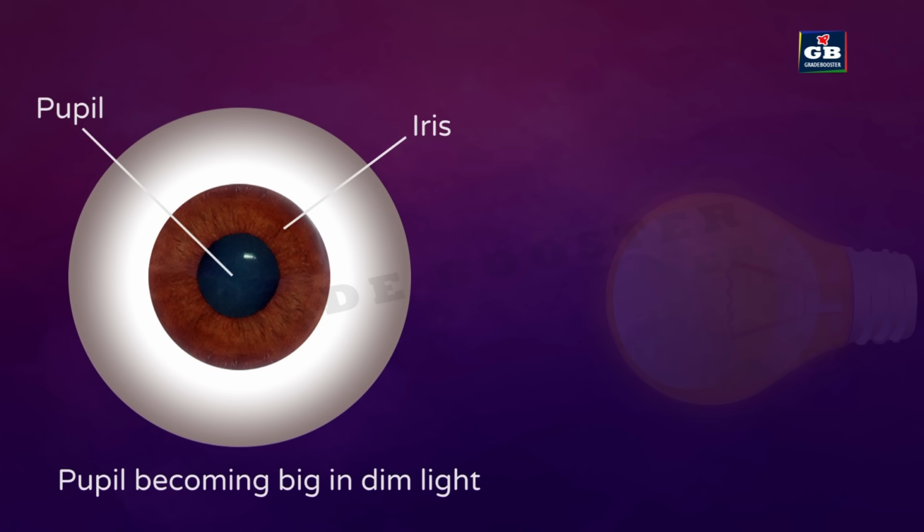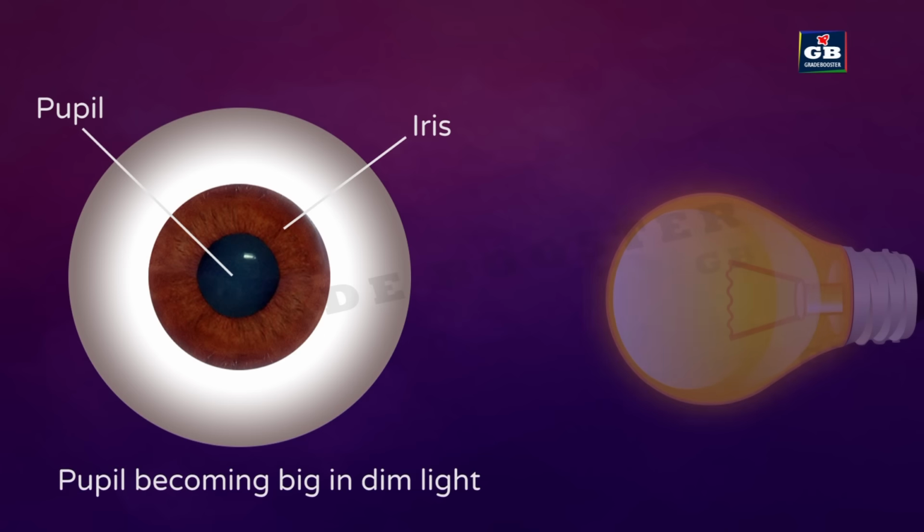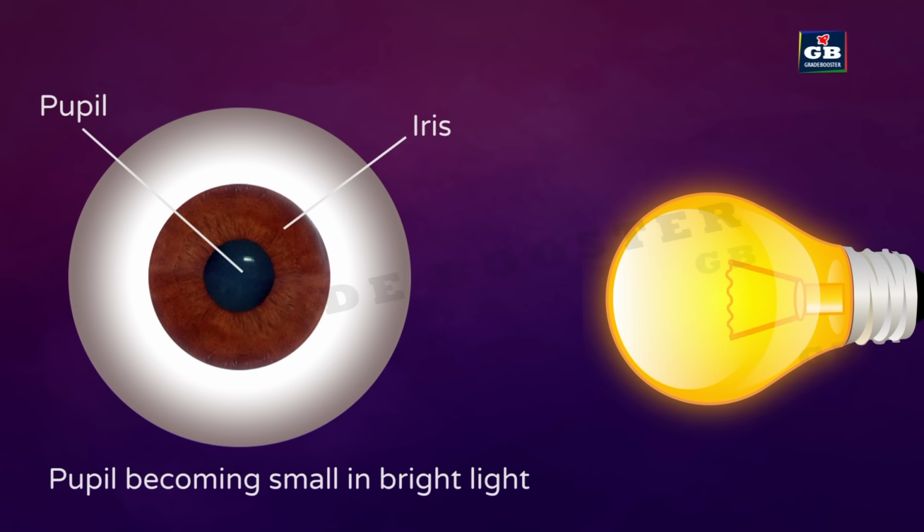In the same way, when the light is very bright, if the bright light enters the eye, the inner parts like the retina get damaged. So the pupil becomes very small and reduces the amount of light that enters the eye. So the size of the pupil is controlled by the contraction and relaxation of iris muscles. And this iris adjusts the size of the pupil.